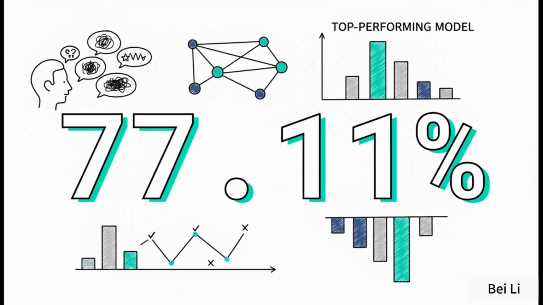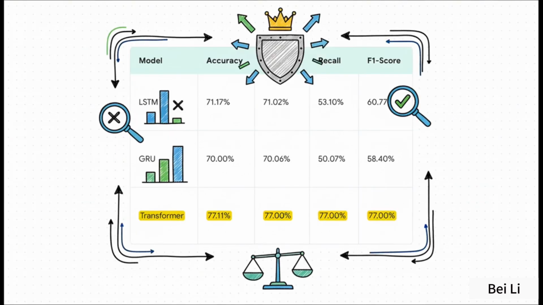And here it is. The winning score, 77.11%. This was the final accuracy that the top performing model achieved. It basically represents the percentage of all the comments, both toxic and non-toxic, that the model correctly identified. Let's see which model pulled it off. And the undisputed champion was the Transformer model. It wasn't even close. It hit that 77.11% accuracy, beating the others by a pretty wide margin.